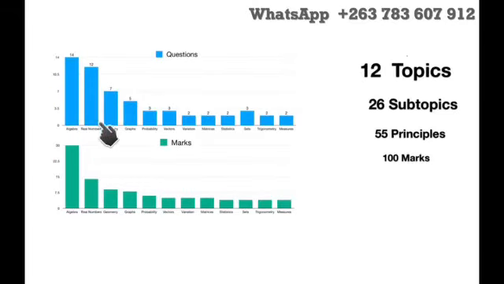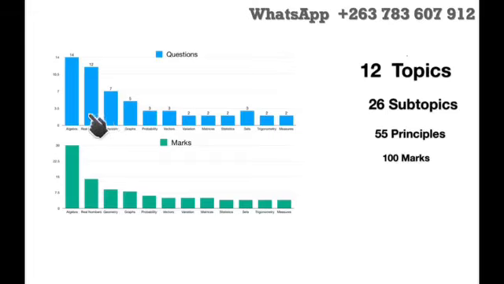So these were the topics tested. We have algebra, real numbers, geometry, graphs, probability, vectors, variation, matrices, statistics, sets, trigonometry, and measures and mensuration. So there were 12 topics tested, 26 subtopics, 55 principles, which means the total questions, if we are counting in parts, we have 55 principles, then it was allocated 100 marks.